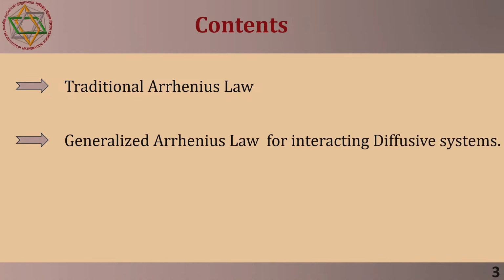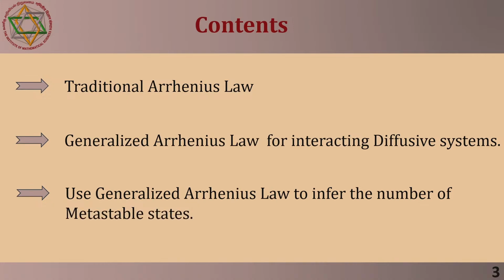Therefore, this talk is divided into three parts. In the first part, I will talk about the traditional Arrhenius law. In the second part, I will discuss the generalized Arrhenius law in interacting diffusive systems, and finally, how we can use this generalized Arrhenius law to infer the number of metastable states in an unknown energy landscape.